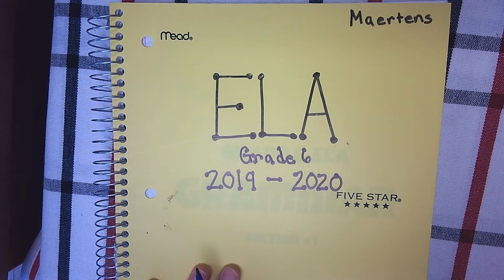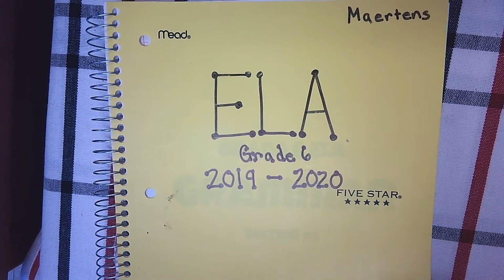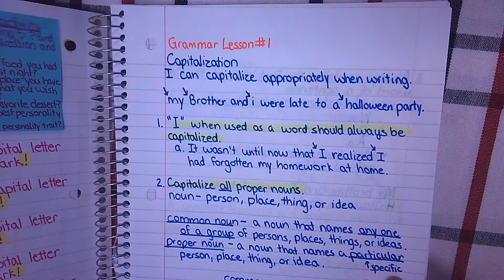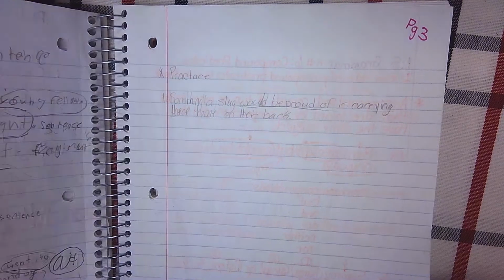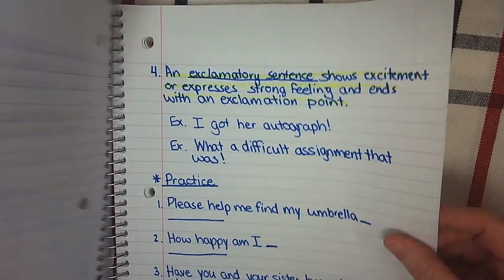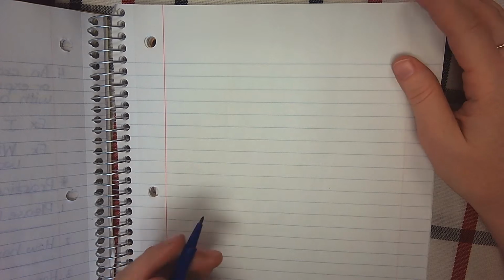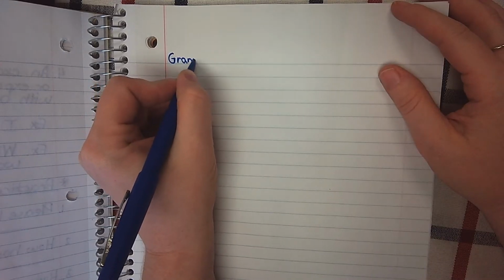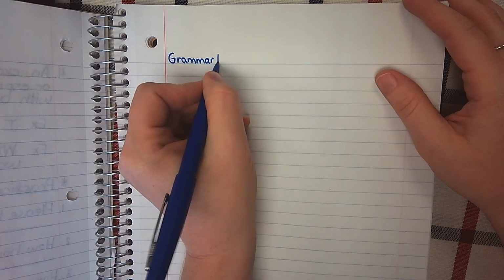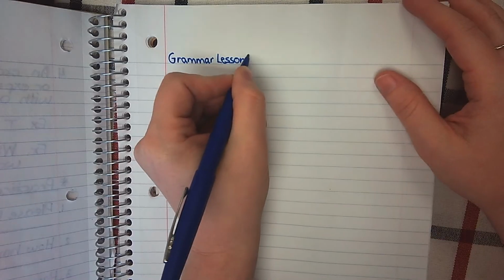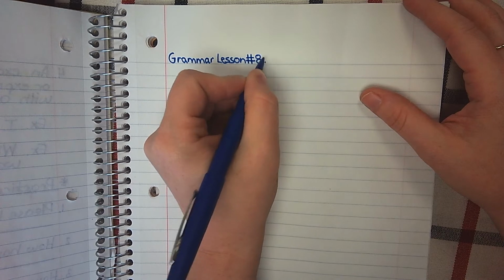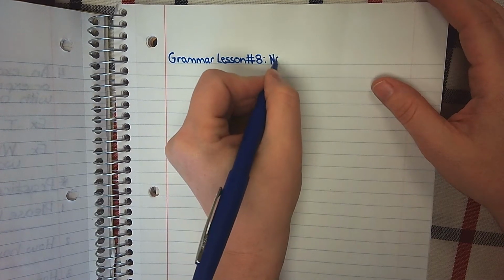Okay, please open your ELA notebooks to the grammar section, next blank page. We are starting a new unit today, and our new unit is going to be the different parts of speech, which you should be somewhat familiar with. Today specifically for grammar lesson number 8, we are going to look at nouns.